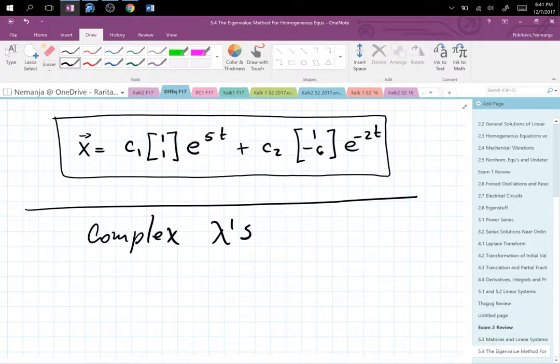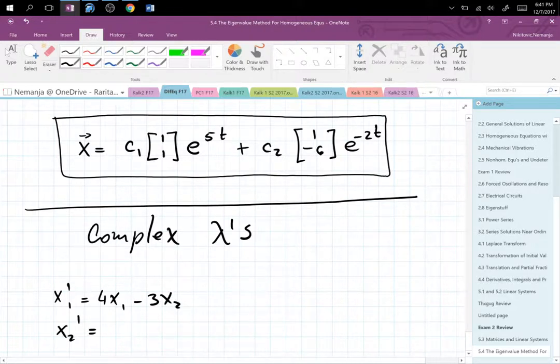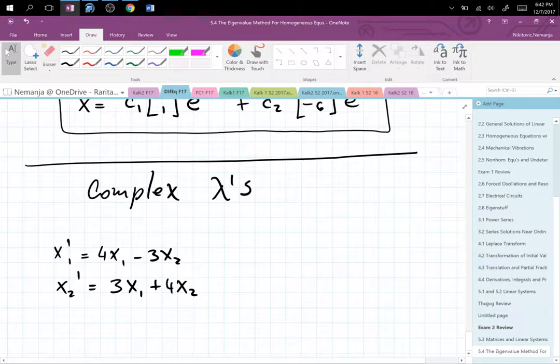the solution set. So let's start with x1 prime is 4x1 minus 3x2, and x2 prime is 3x1 plus 4x2. So matrix A is immediately 4, negative 3, 3, and 4.